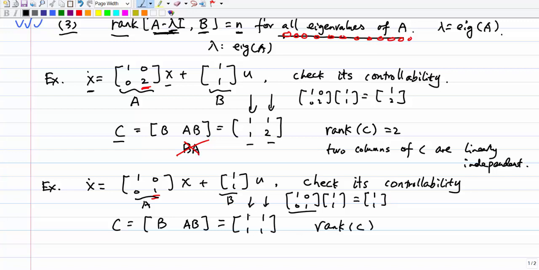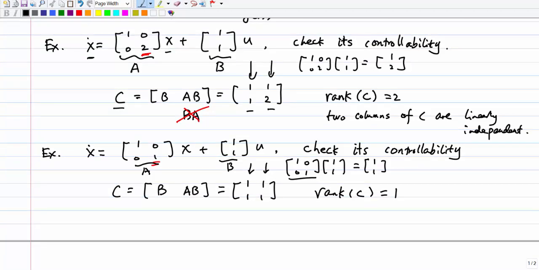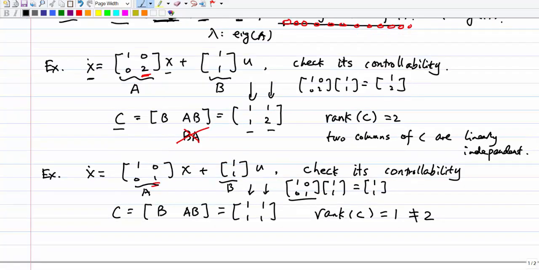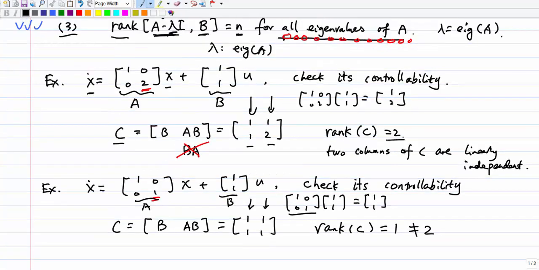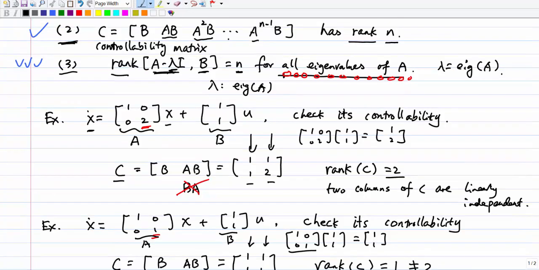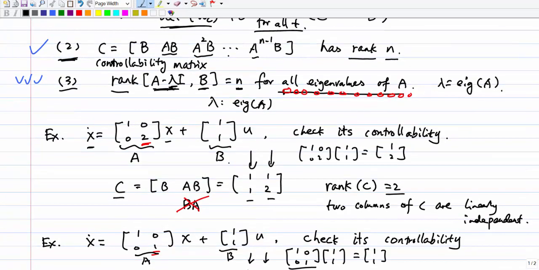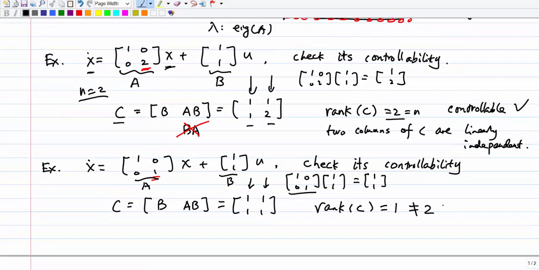Apparently the rows are dependent, right? So you only have one vector which is linearly independent. So the rank of C is 1, which is not equal to 2. I haven't finished the previous one. So that one is equal to 2, which is equal to the dimension of X, n is 2, which is equal to n. So this is controllable. And this one, the rank is not equal to 2, which is n, so this is not controllable.